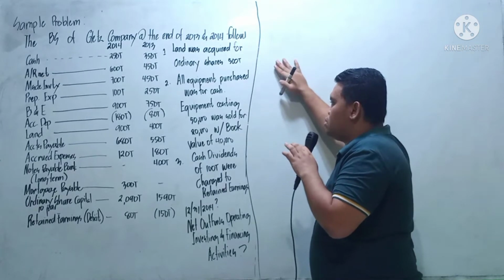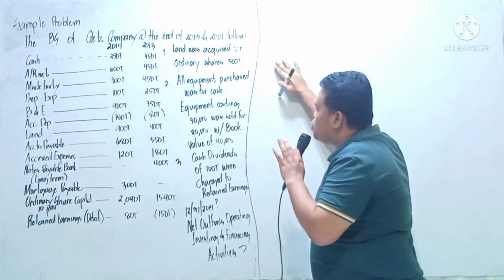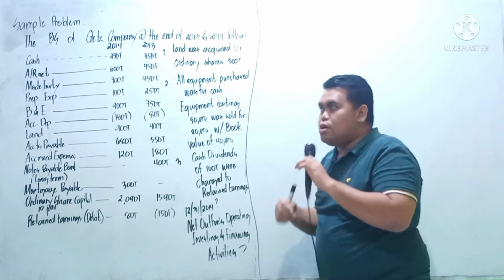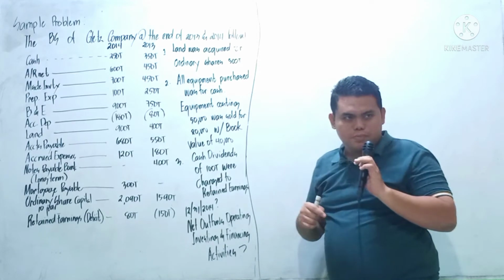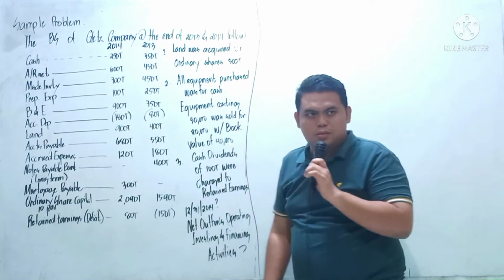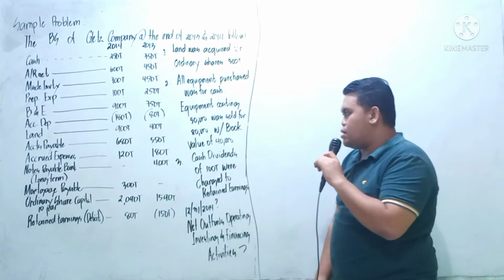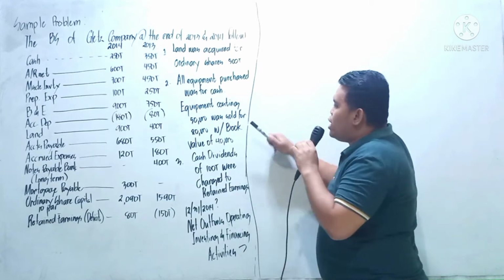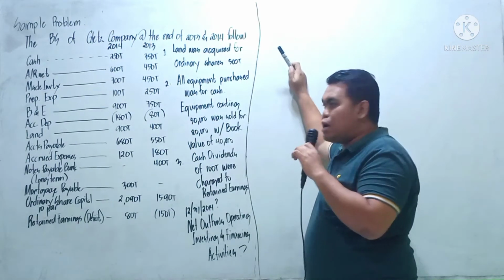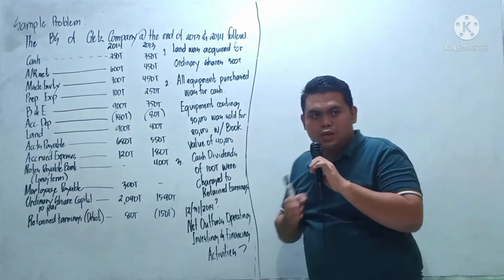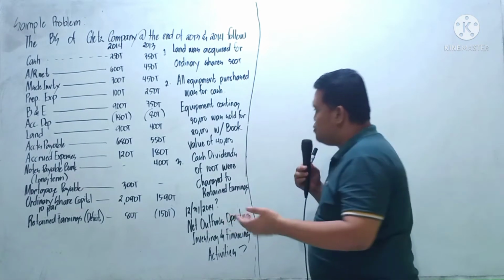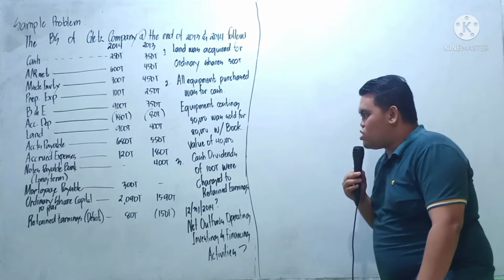And number 2, it was said that all equipment was purchased for cash. But aside from that, there is equipment with a cost of 50,000 that was sold for 20,000, and the book value of that equipment is 40,000. The 50,000 was the original purchase price, but the book value is already historical cost minus accumulated depreciation. It was sold for 20,000.